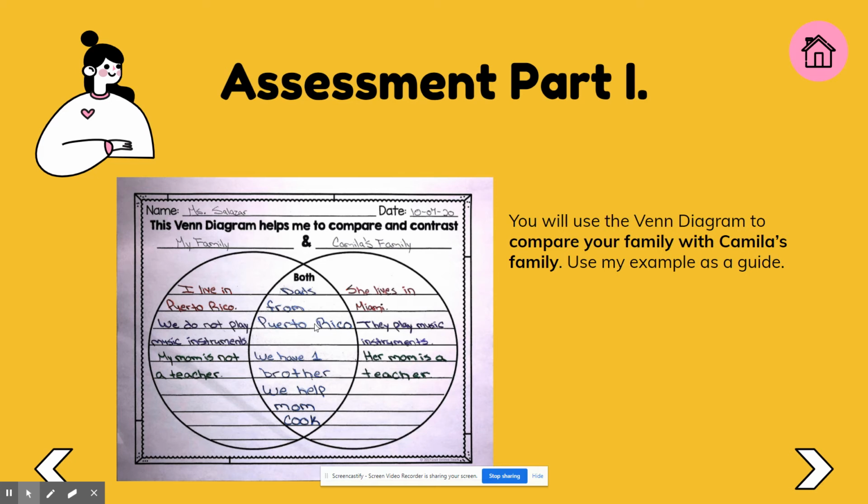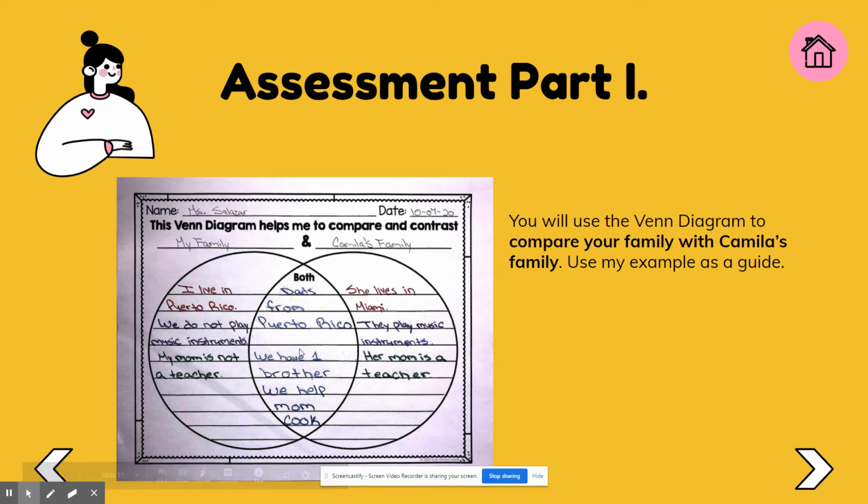But in the middle of the circle, I wrote the things that we have in common, the similarities between my family and Camila's family. So the things that we have in common is that our dads are from Puerto Rico. Another thing that we have in common is that we have one brother. Camila has one brother, and I have one brother. Another thing that we have in common is that we help mom cook. So Camila likes to help her mom cook, and I like to do the same.